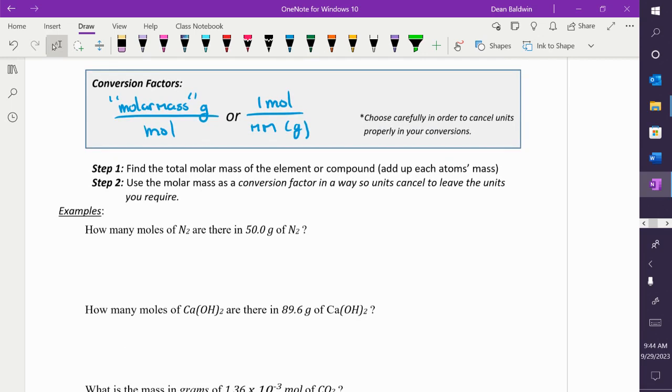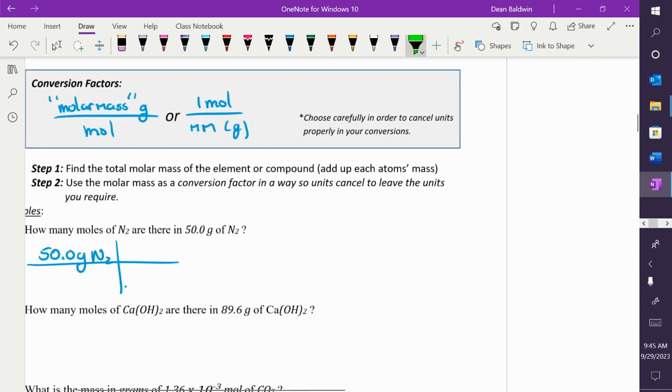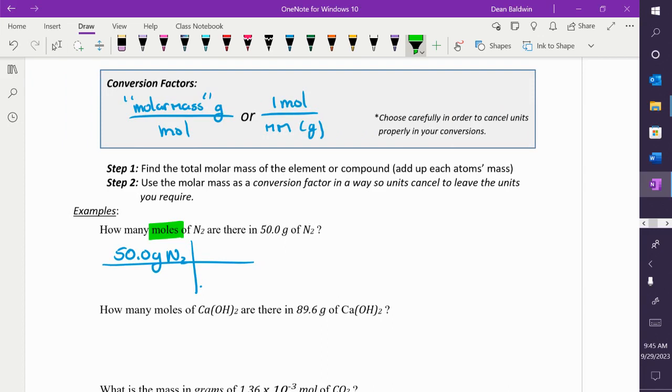Okay, so the questions are going to start to look like this. How many moles of N2 are there in 50 grams of N2? So they give you 50.0 grams of N2. What do I want in the bottom of the next box? Grams or moles? Grams, right? Because I want the grams to cancel. They want the answer in moles. So we need to figure out the molar mass of N2.